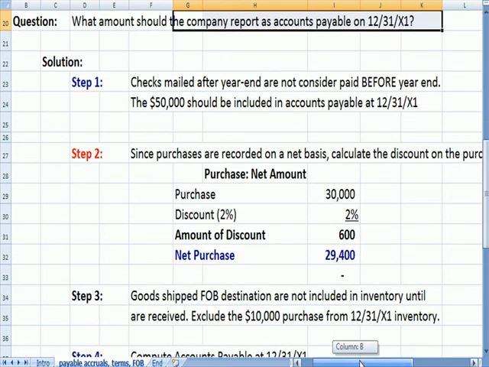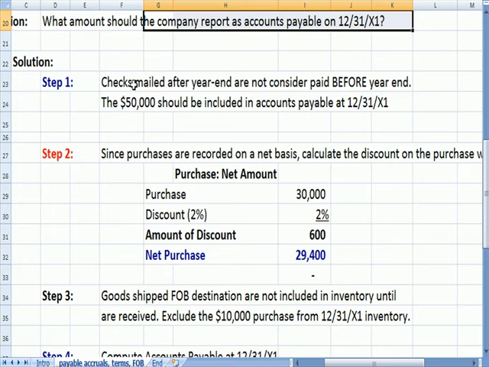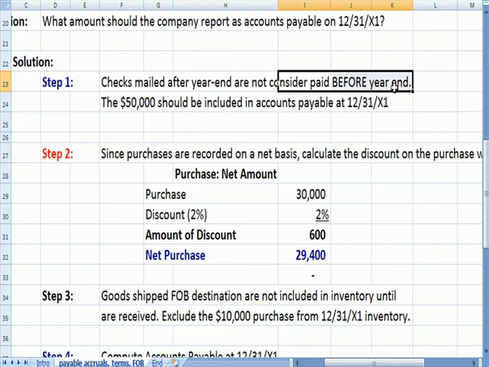The first is checks mailed after year end, and these checks are mailed after year end, are not considered paid before year end. They're still a payable. So the $50,000 should be included in accounts payable. We don't reduce accounts payable for the $50,000.